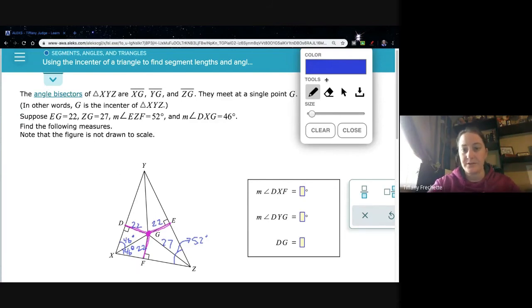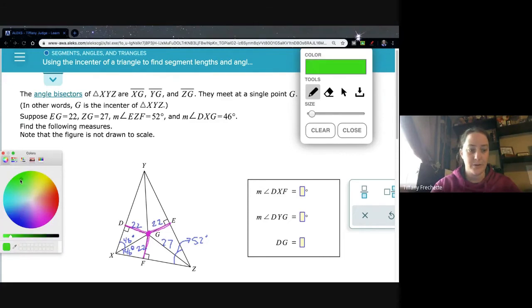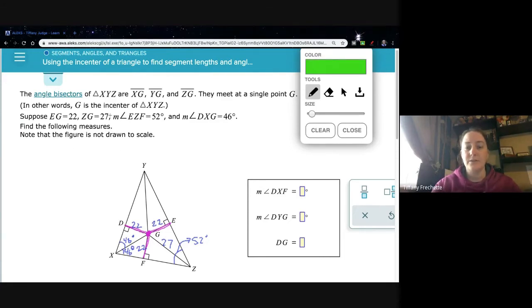All right, so let's go ahead and switch colors here. We'll go green. So let's go ahead and do the first piece here. So DG, we already filled this in because those are the pink lines, right? DG, that was 22. All right, DXF.